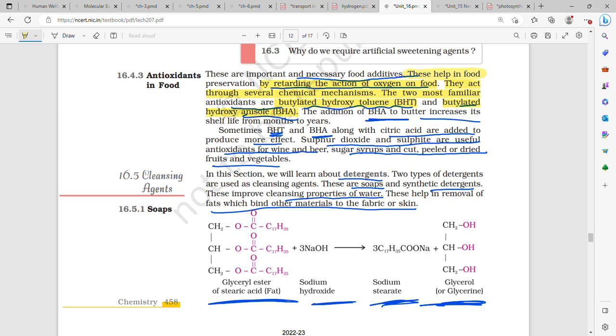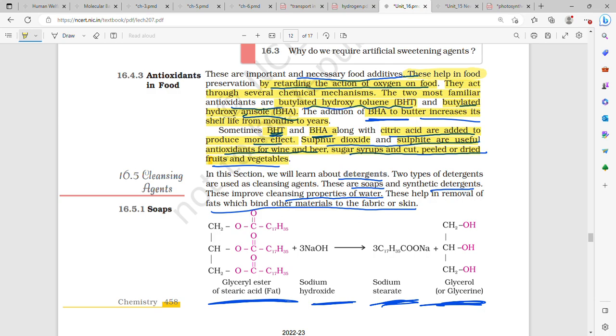The addition of butylated hydroxyanisole, BHA, to butter increases its shelf life from months to years. Sometimes BHT and BHA along with citric acid are added to produce more effect. Sulfur dioxide and sulfite are useful antioxidants for wine and beer, sugar syrup, and cut, peeled or dried fruits and vegetables.